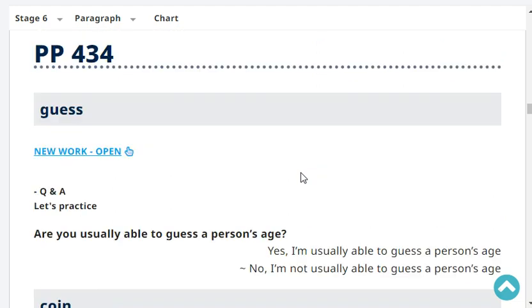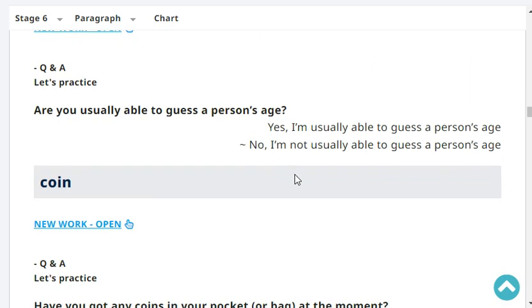Are you actually able to guess a person's age? Yes or no? No, I'm not usually able to guess a person's age. Very good. Okay, next.